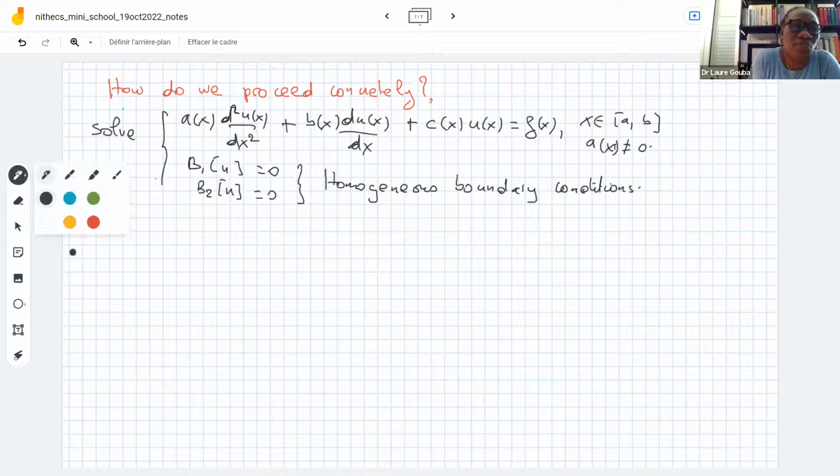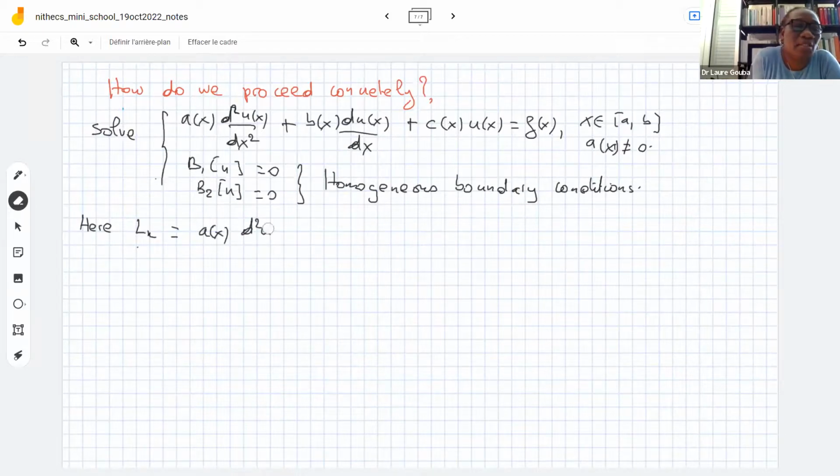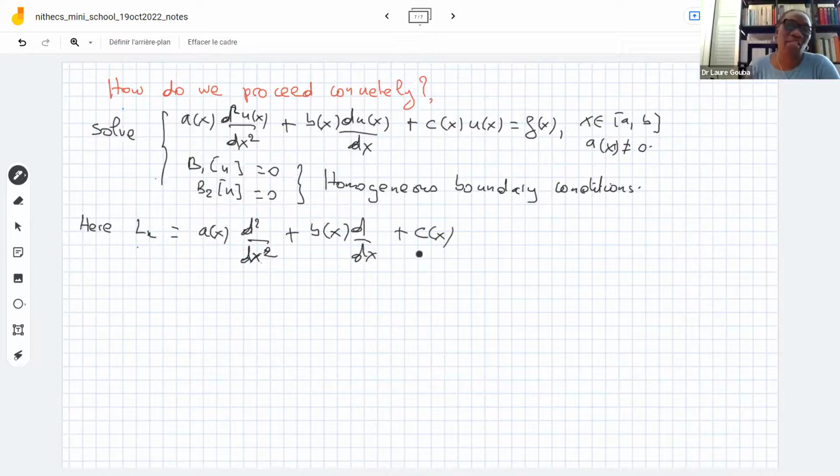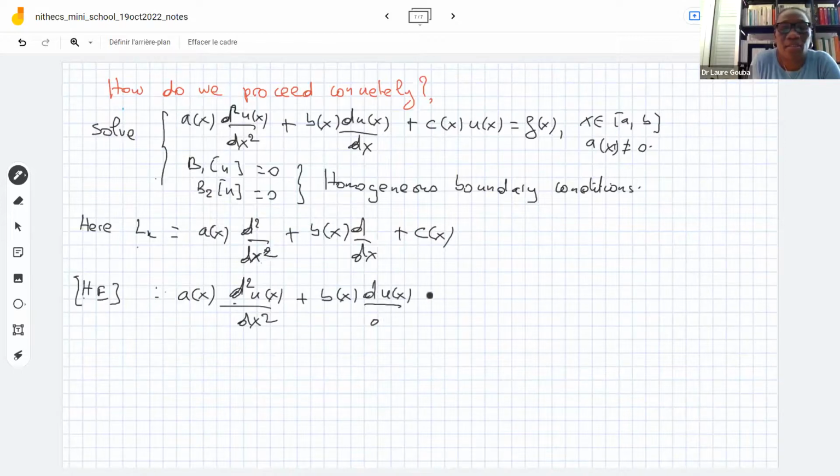Here, of course, a first thing to check is, what do I call L(x)? So here L(x) is the operator a(x) d²/dx² plus b(x) d/dx plus c(x). This is what I will call L(x) if I have this form. And of course, I still assume that B1 u, B2 u are 0. And the associated homogeneous equation is a(x) d²u(x)/dx² plus b(x) du(x)/dx plus c(x) u(x) is equal to 0. So this is what I call the homogeneous equation when I set f to 0.